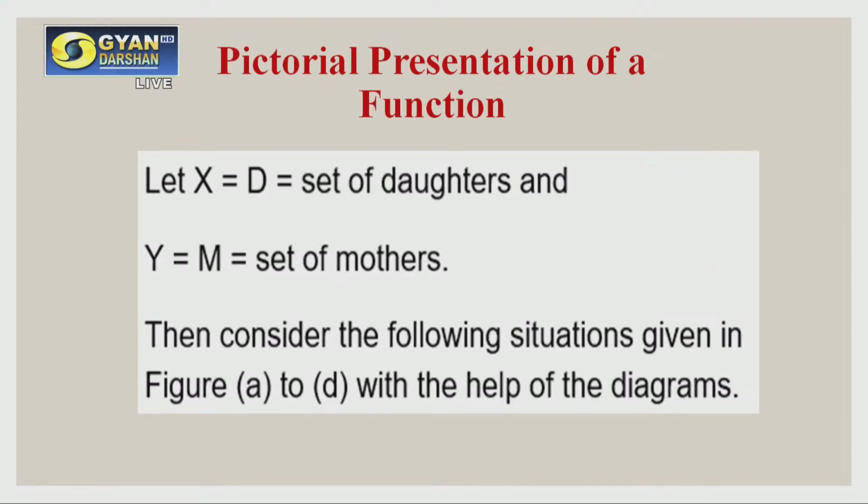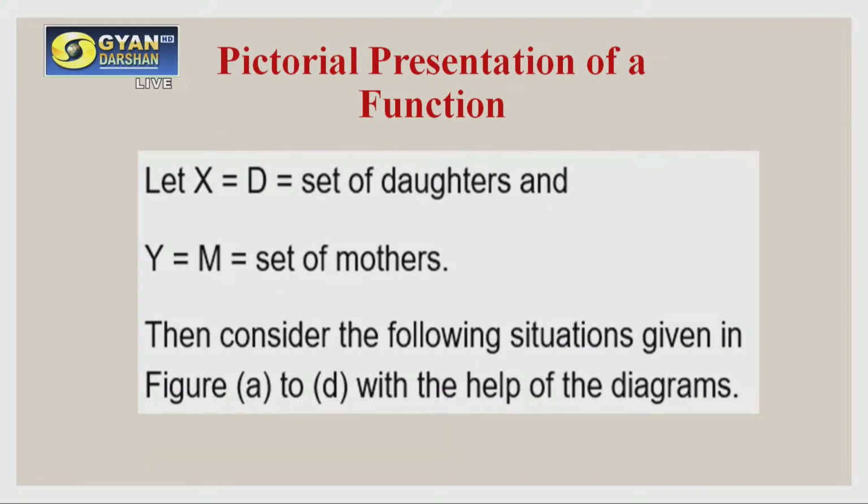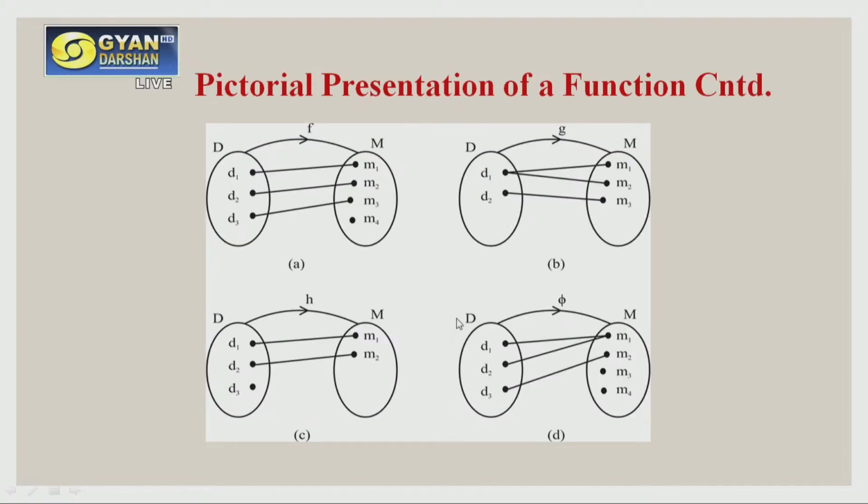Now, in the previous example we just talked about the terms domain and range of a function. You can understand these things with a simple example. Suppose our X is the set of daughters and Y is the set of mothers. Then if we consider the situation from A to D in these 4 diagrams, in A I have 3 daughters D1, D2, D3, and 4 mothers M1, M2, M3, M4.